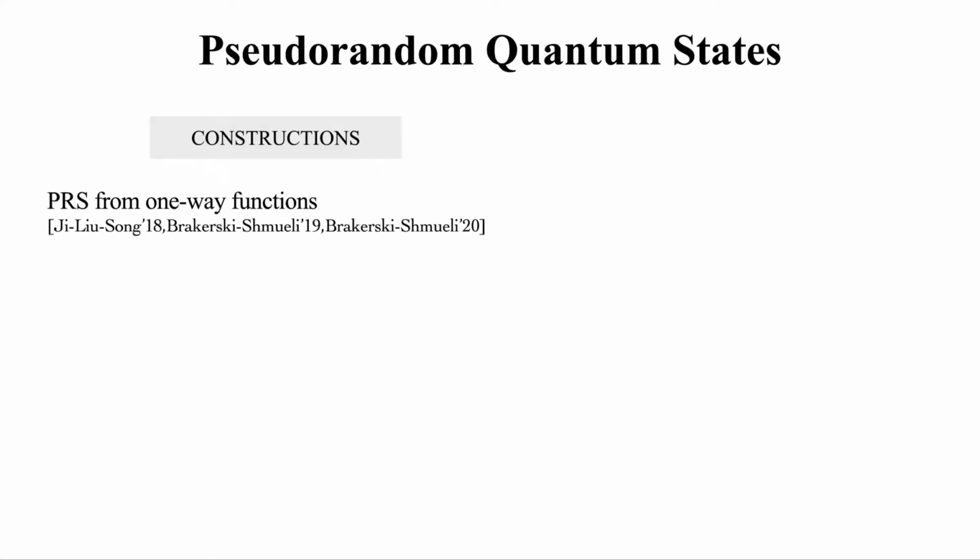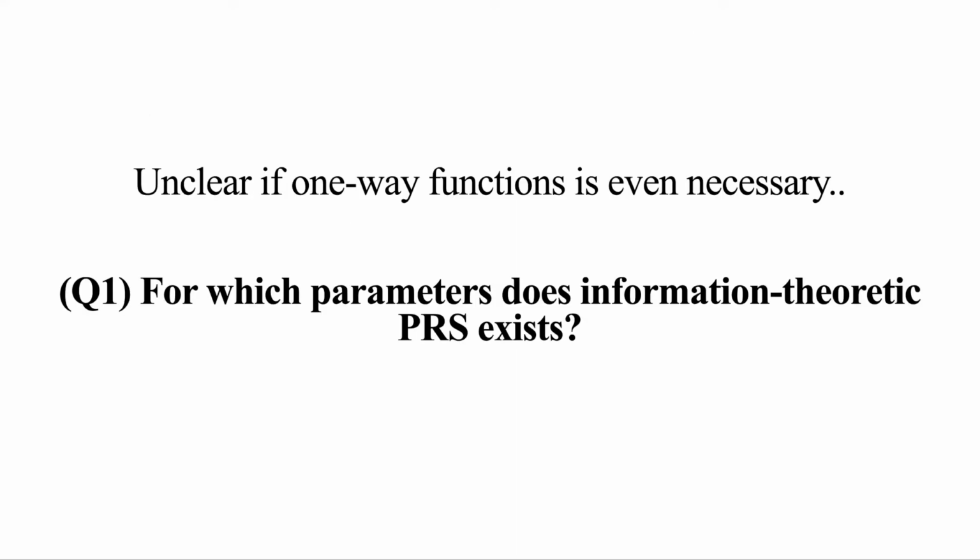So what do we know about PRS? In terms of constructions, we know how to construct PRS from one-way functions. This was first discovered by Ji, Liu and Song and subsequently improved by a couple of works by Brakerski and Shmueli. What is not clear from these works is that it's not even clear that one-way functions are necessary to construct PRS.